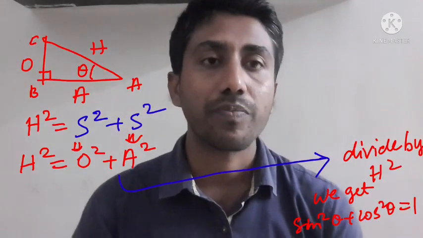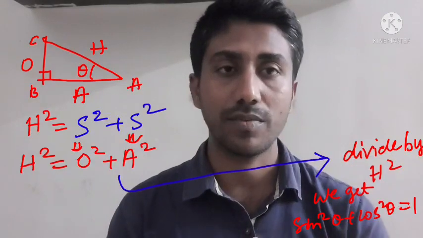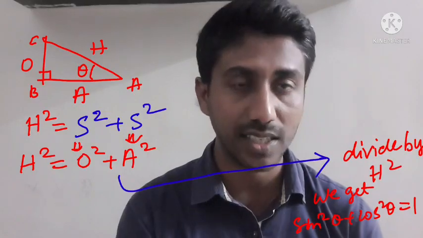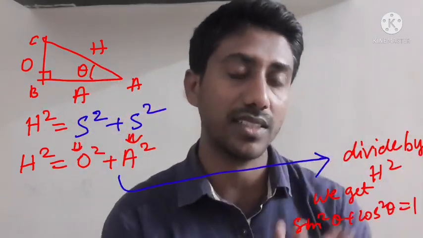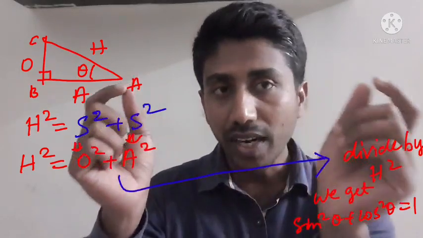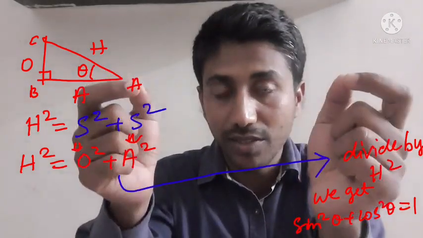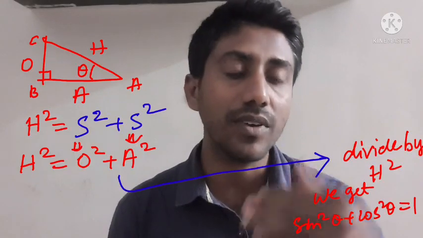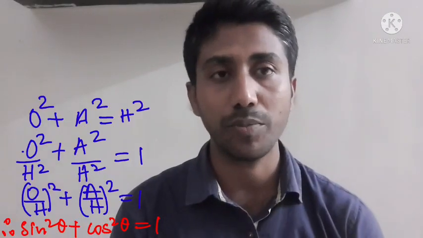Here the formula is hypotenuse square equals side square plus side square. One side we are taking as opposite and the other side we are taking as adjacent. So now it will be hypotenuse square equals opposite square plus adjacent square. If you divide that equation by hypotenuse square, then we will get sine square theta plus cos square theta equals 1. Opposite square plus adjacent square equals hypotenuse square.